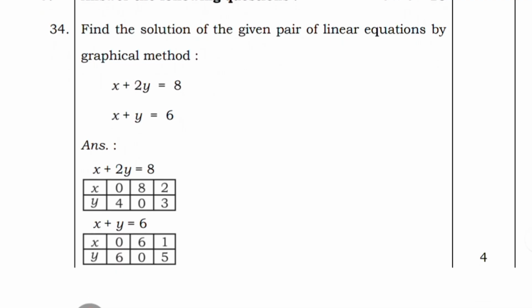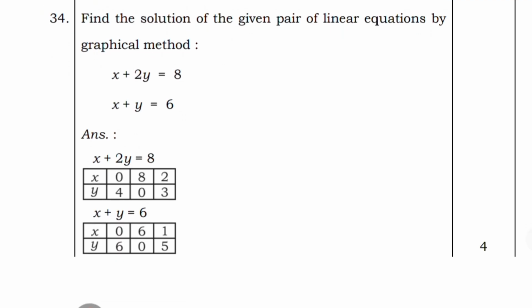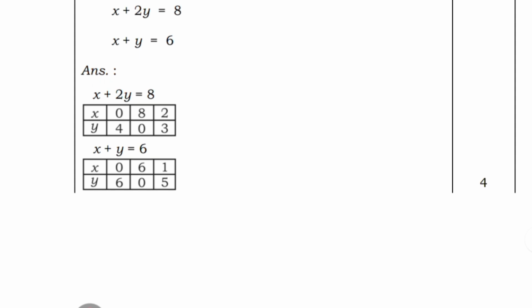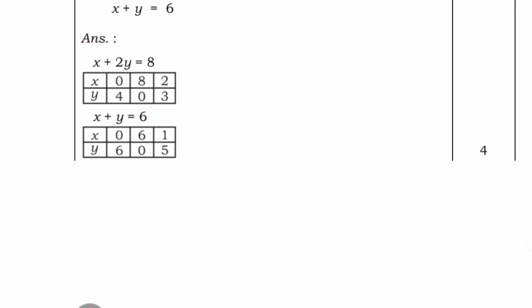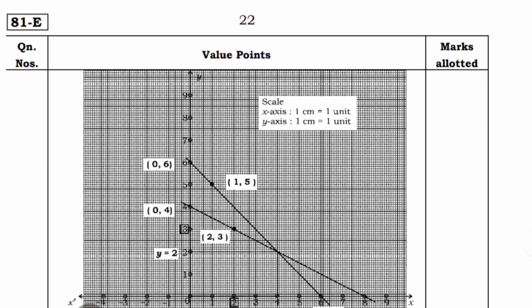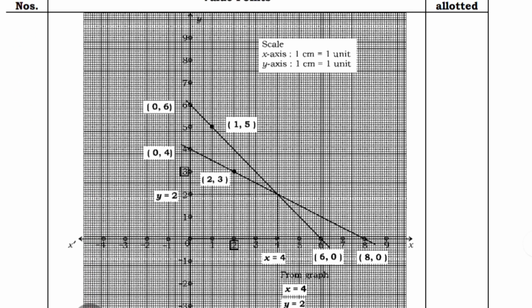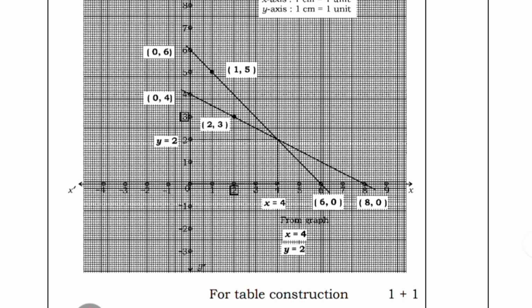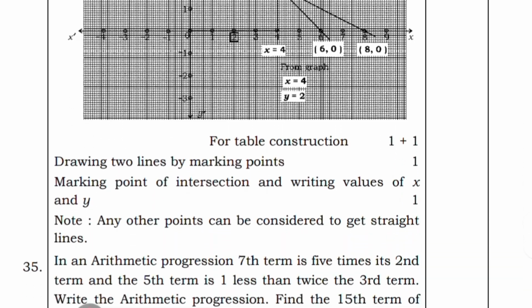Here is the graph. Find the solution of the given pair of linear equations by graphical method. So you have to take some random values for x and y, then find out the points to mark on the graph. The main thing here is to mark the points correctly, as you can see in the graph, and the scale. On the x axis, 1 centimeter is equal to 1 unit. On the y axis, 1 centimeter is equal to 1 unit. You need to mark all this and should score good marks.